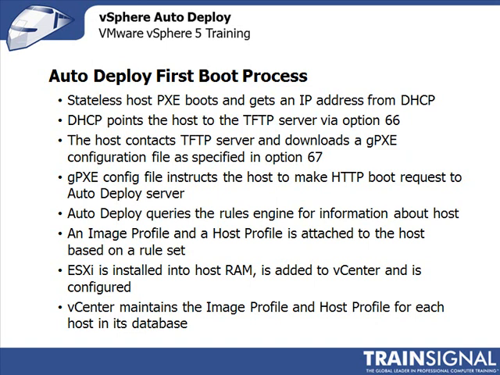Once the rules engine identifies what type of host it is, an image profile and a host profile are attached to the host. The image profile will deploy the right ESXi 5 image to this host. Then as this host starts to boot up and gets into vCenter, a host profile will also be attached to it. After that, ESXi is installed into the host memory, added to vCenter, and configured using the host profile. vCenter will maintain the image profile and host profile for each of the hosts in the database, so that for subsequent reboots it knows there's an entry for it in the database.